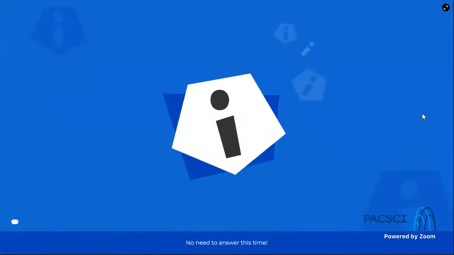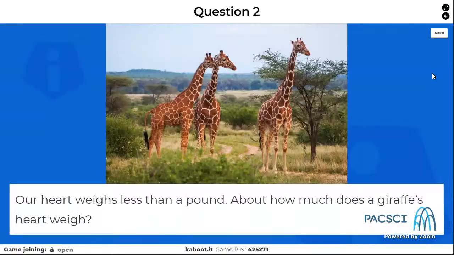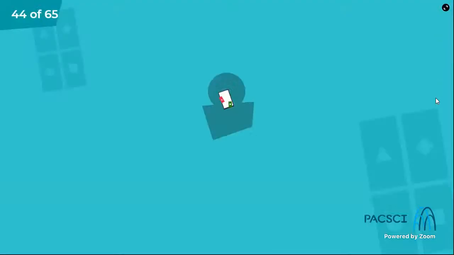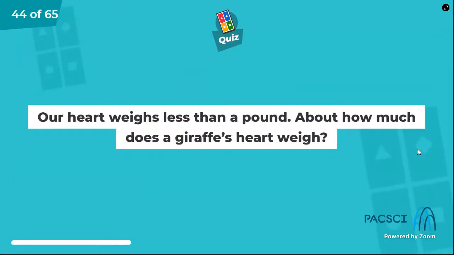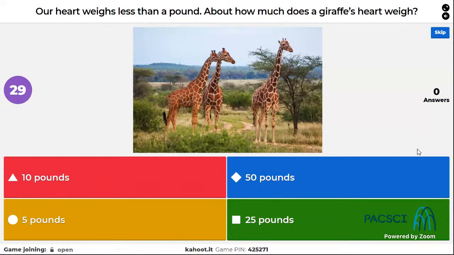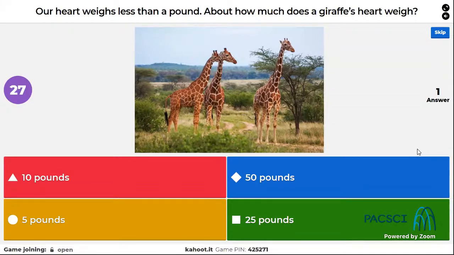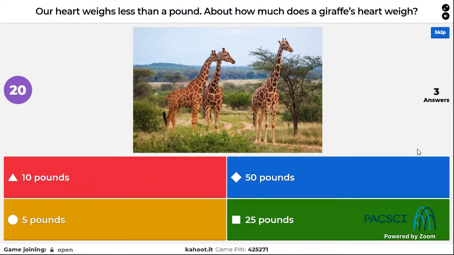All right, question number two in the animal round. Our heart weighs less than a pound. How much does a giraffe's heart weigh? I don't know, are giraffes known for their compassion? I don't think it's the compassion part, it's the blood pumping part, don't you think? So is it 10 pounds, 50 pounds, 5 pounds, or 25 pounds? Yeah. And this would be an average adult giraffe. There's probably some variation. If your average adult giraffe, how many pounds does their heart weigh?